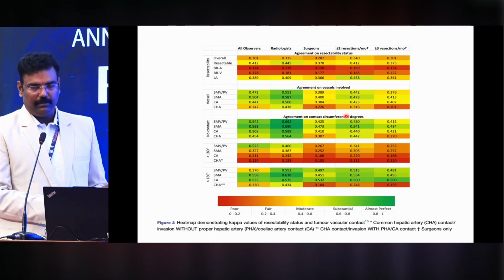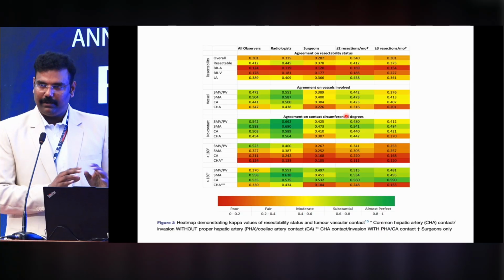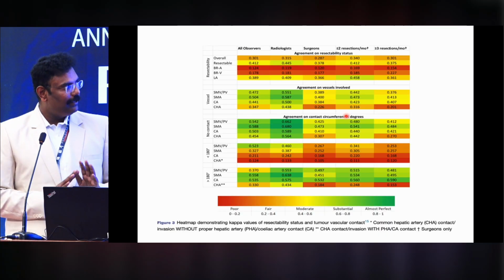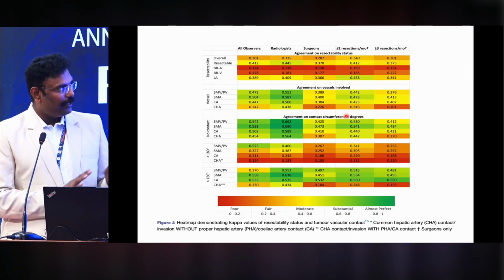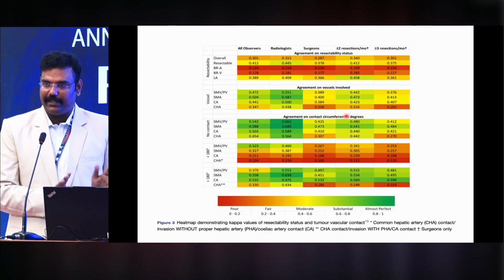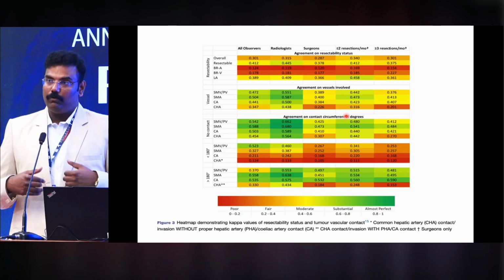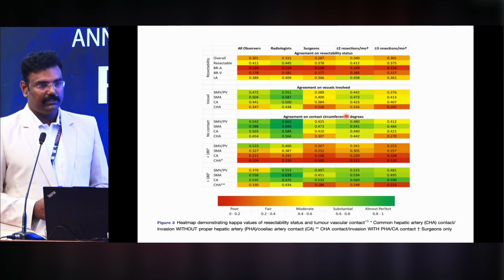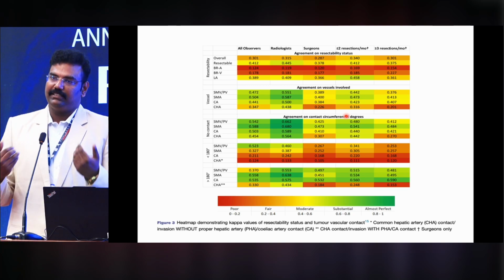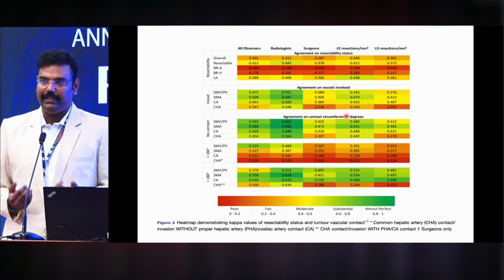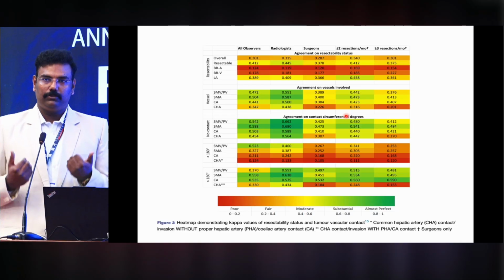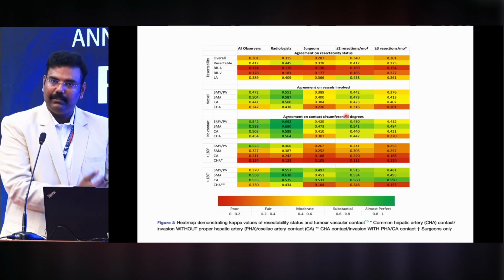Graph again depicting the same thing. Anything green shows good agreement, red is disagreement. You can find the entire chart is more yellowish red rather than greenish. So, why I wanted to show this study was, it is very important as surgeons that we ourselves read the CT and assess the resectability so that we don't rely on another radiological report.